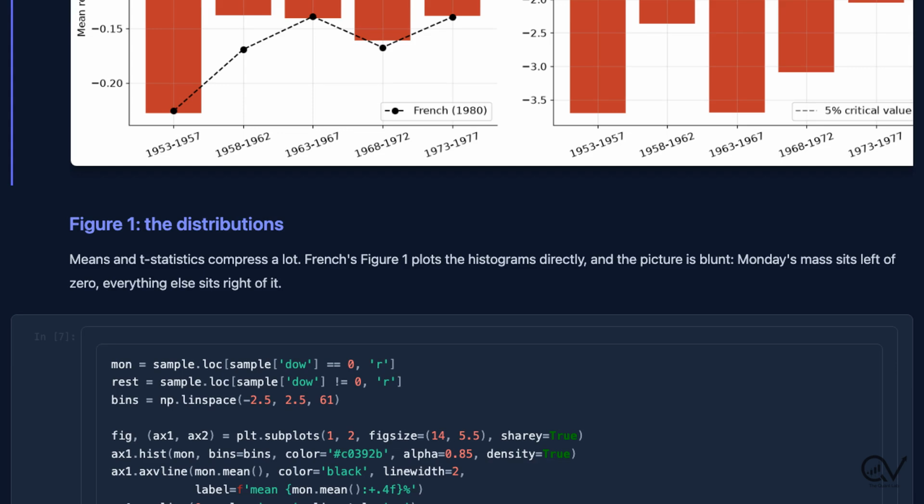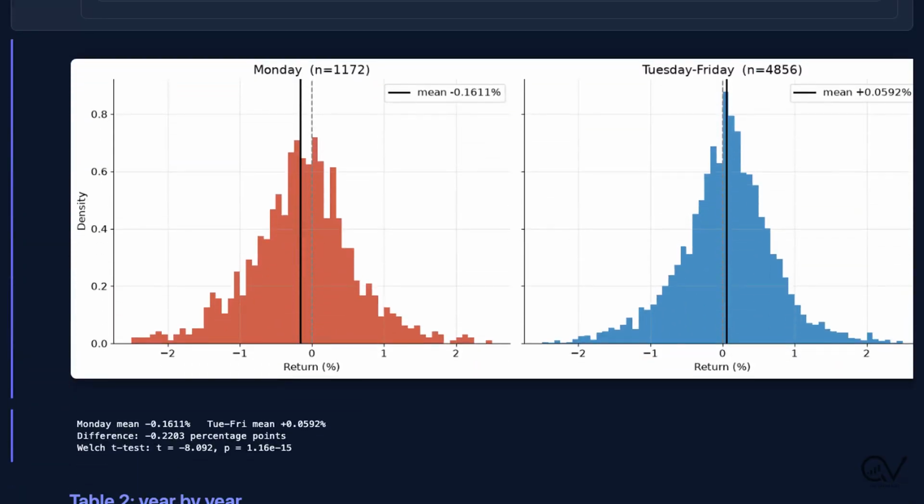The comparison is Monday against the other 4 days pooled together, with the vertical lines marking each distribution's mean. The point is deliberately blunt. Monday's mass sits to the left of 0, and everything else sits to the right of it. 2 things stand out. The shift is real, but it is small relative to the spread. These distributions overlap heavily, and Monday is not some separate regime. It is the same bell curve nudged left.